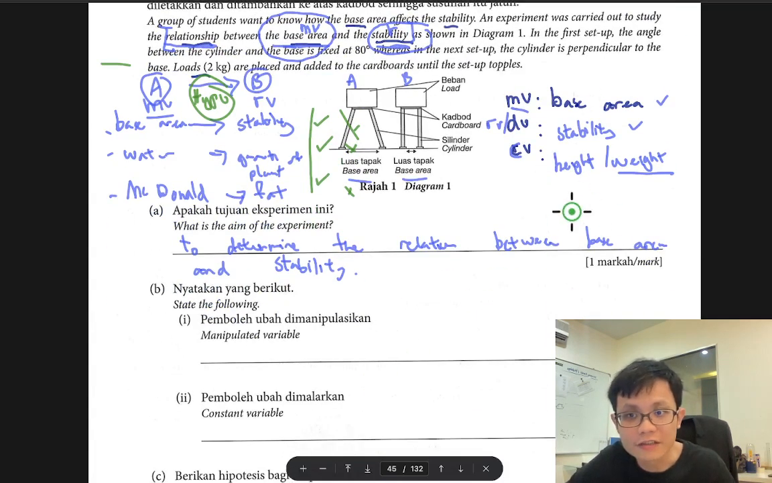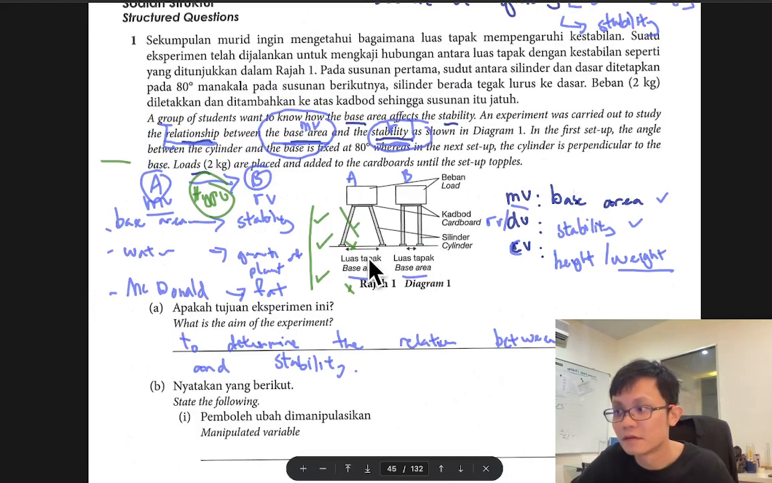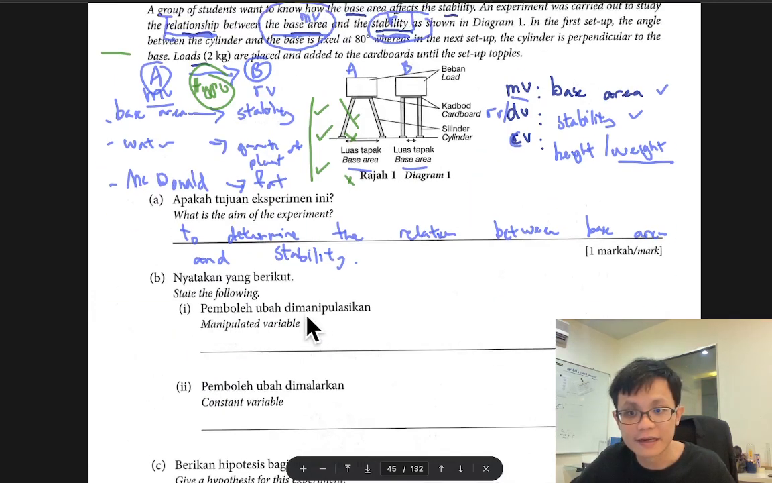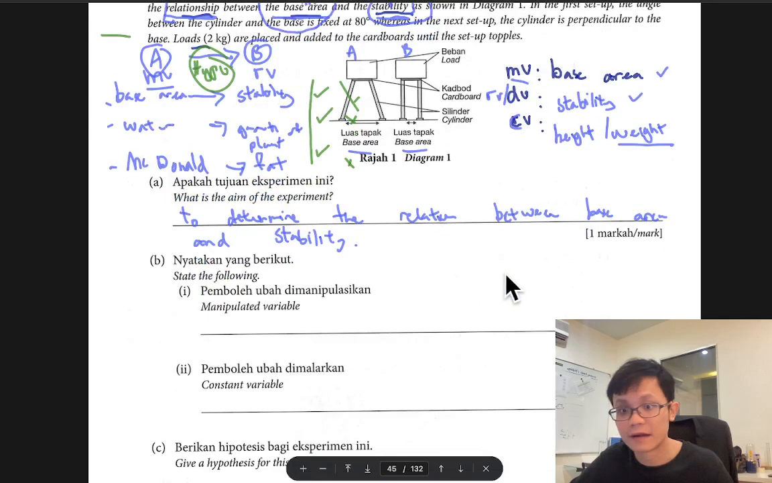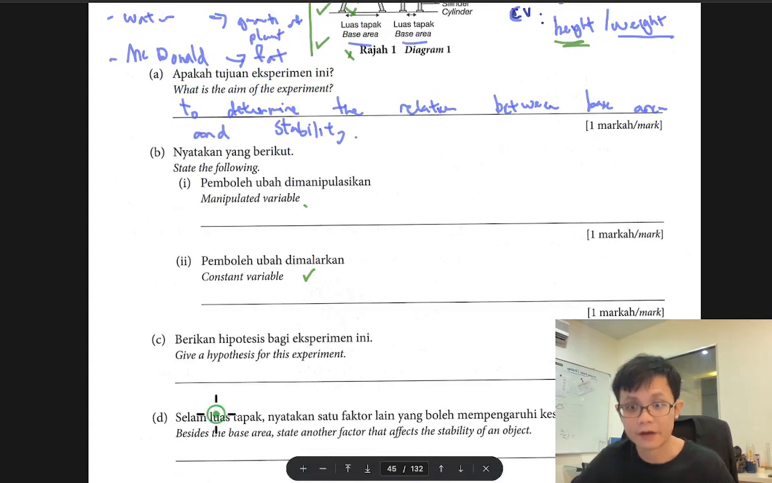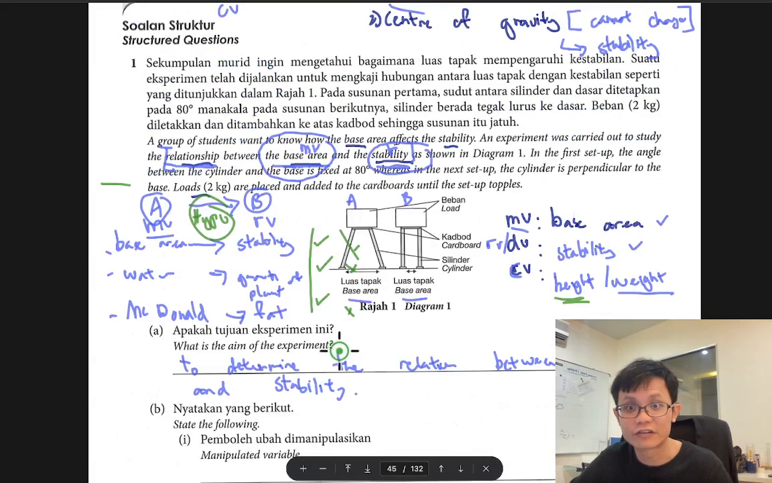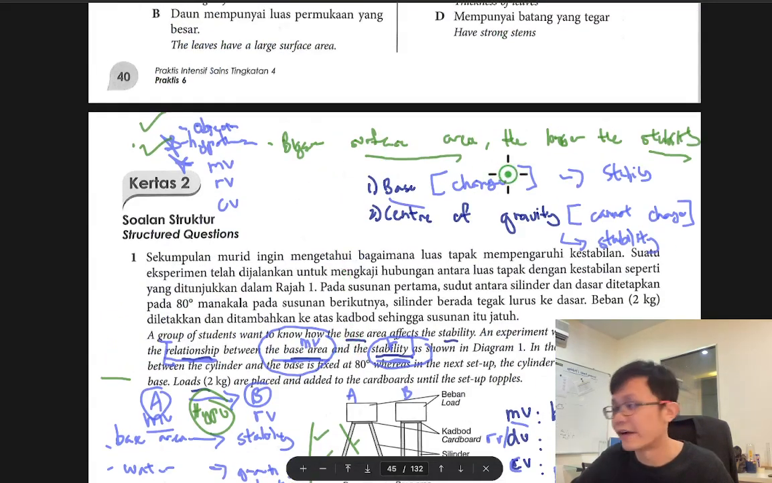Okay, next question. State the manipulated variable. Base area, already done. And the constant variable? It will be the height, so that the experiment remains fair. Wait, the question also asked for the hypothesis. Okay, hypothesis we also already did. The bigger the surface area, the bigger the stability. Or you can write, the smaller the surface area, the less stable the object is.